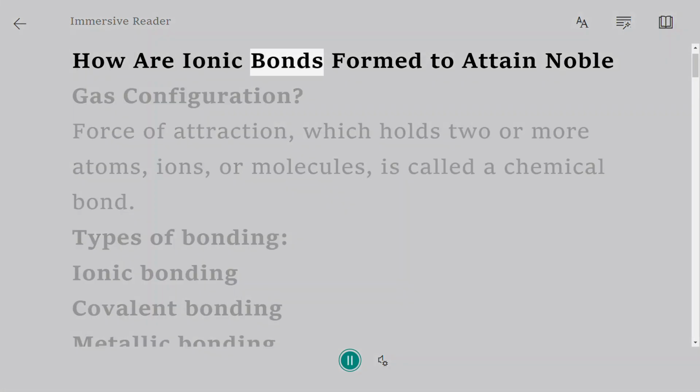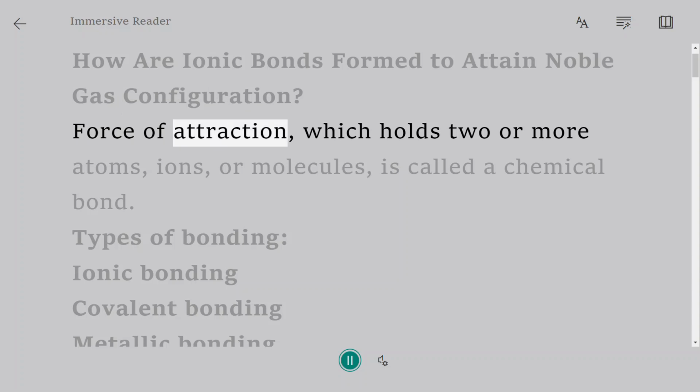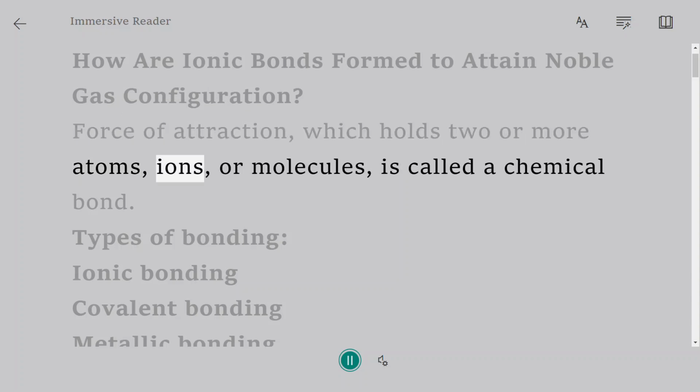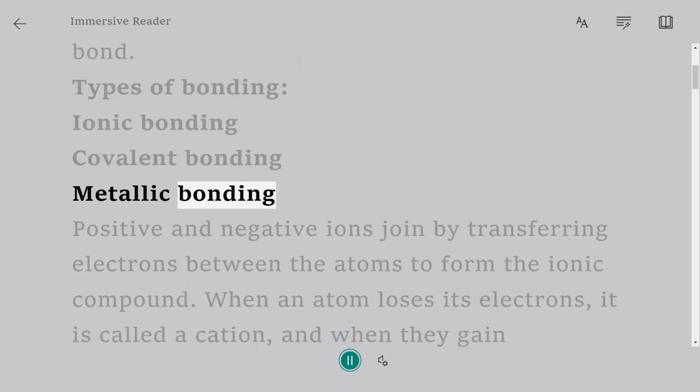How are ionic bonds formed to attain noble gas configuration? Force of attraction, which holds two or more atoms, ions, or molecules, is called a chemical bond. Types of bonding: ionic bonding, covalent bonding, metallic bonding.